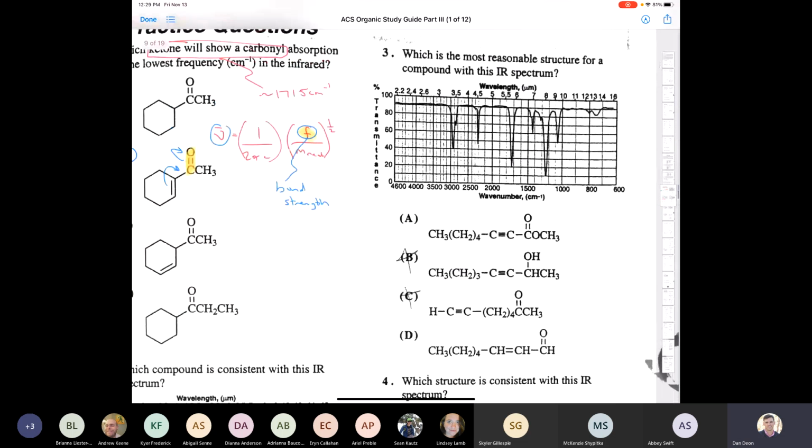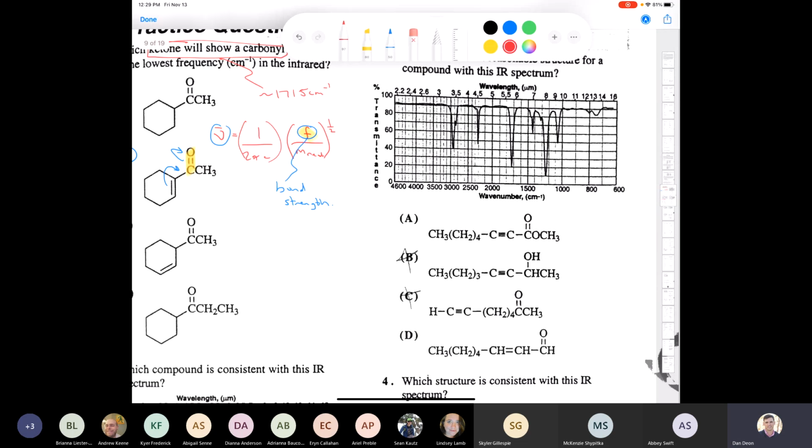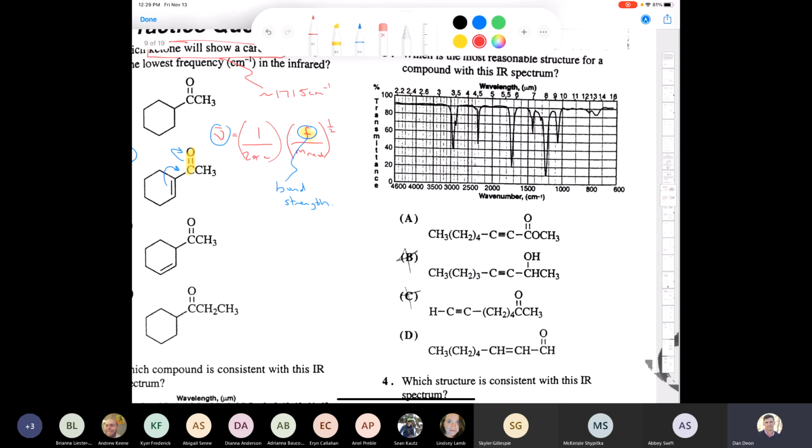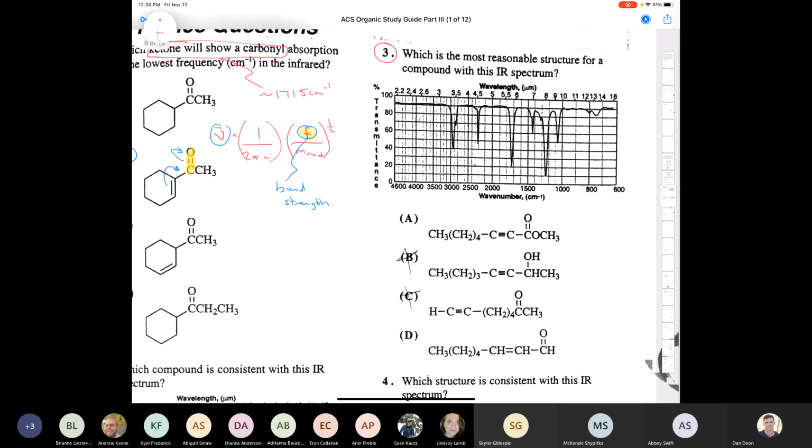Number 3, this one's made a little bit simpler because I crossed out a couple of the answers. Anyhow, there's less scribbling as we move forward here. But question number 3 says, which is the most reasonable structure for the compound with this infrared spectrum? I'll give you a second to look at it. All right, we get some different answers here. Well, the first thing I notice about this is the biggest stretch in the entire spectrum is right here.